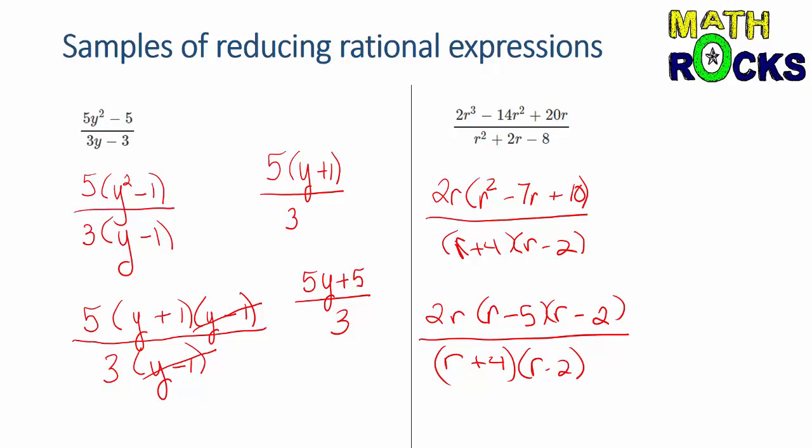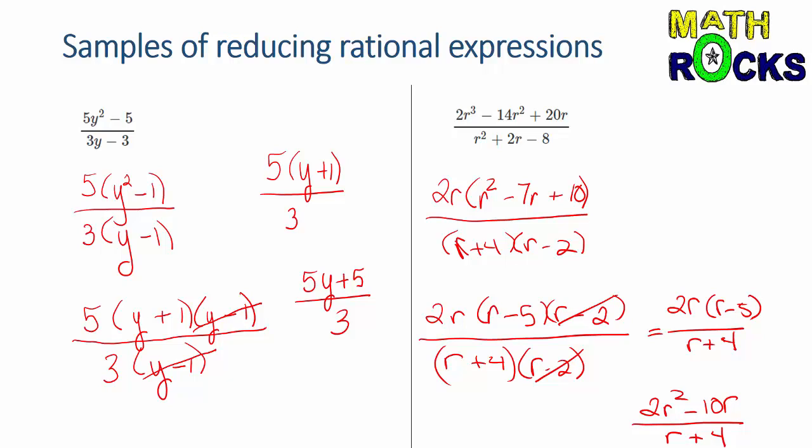And now I'm going to look for anything that I can reduce top and bottom. So in this case, I see an r minus 2 on the top and bottom. That equals to the whole number 1. And I'm left with 2r times r minus 5 over r plus 4. And if we need to multiply it out, 2r squared minus 10r over r plus 4.